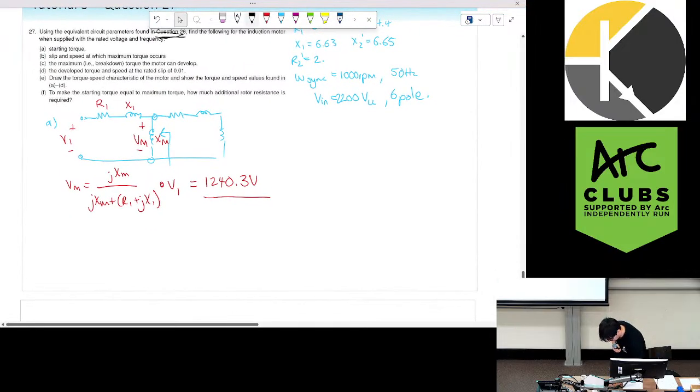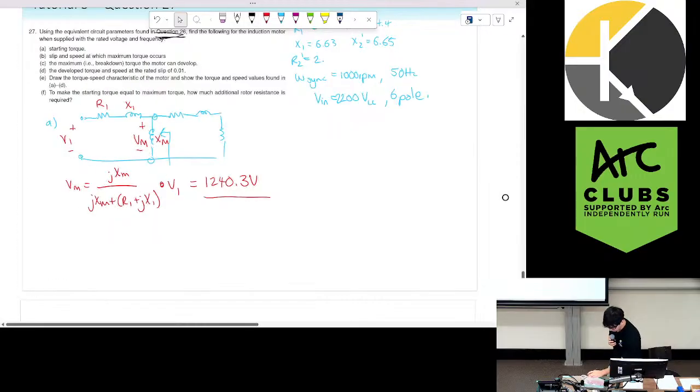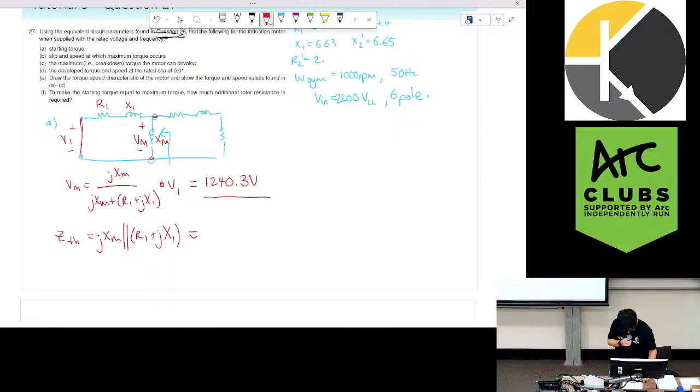Next, I can find the equivalent impedance. To find the equivalent impedance, I'm going to short my terminal here, because we need to turn off voltage sources for a Thevenin equivalent. Then the impedance looking from these terminals will just be XM in parallel with R1 and X1. So we have ZTH is XM parallel with R1 and jX1. Again, if we sub in all the values, we will get a value of 2.67 plus j6.5.